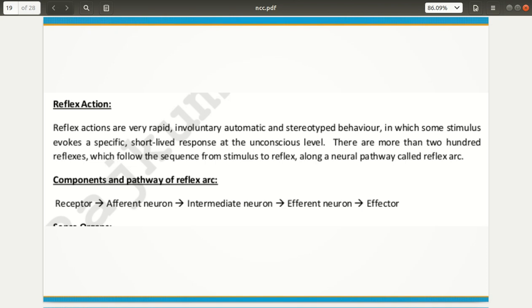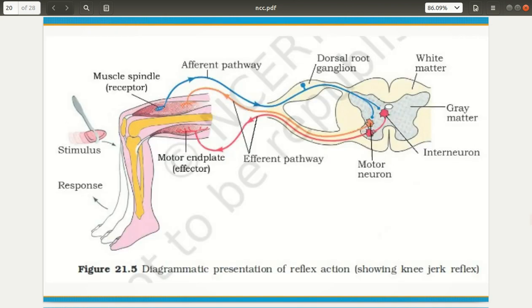So the components and pathway of reflex arc are, there is a receptor, so the messages from the receptor are taken up by the afferent neuron, and they are taken up by the intermediate neuron, and that is the central nervous system, and from central nervous system to efferent neuron they are taken up to the effector. The intermediate neuron is most of the time the spinal cord. So reflex action arc involves the spinal cord.